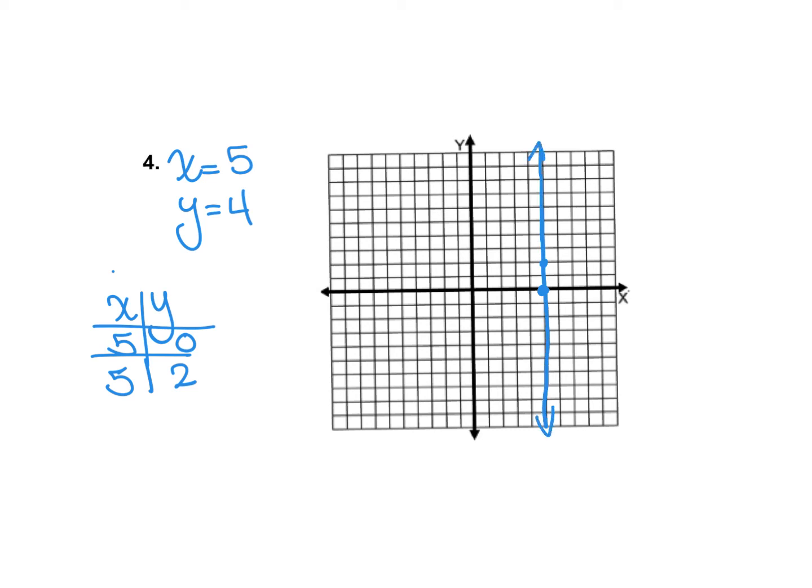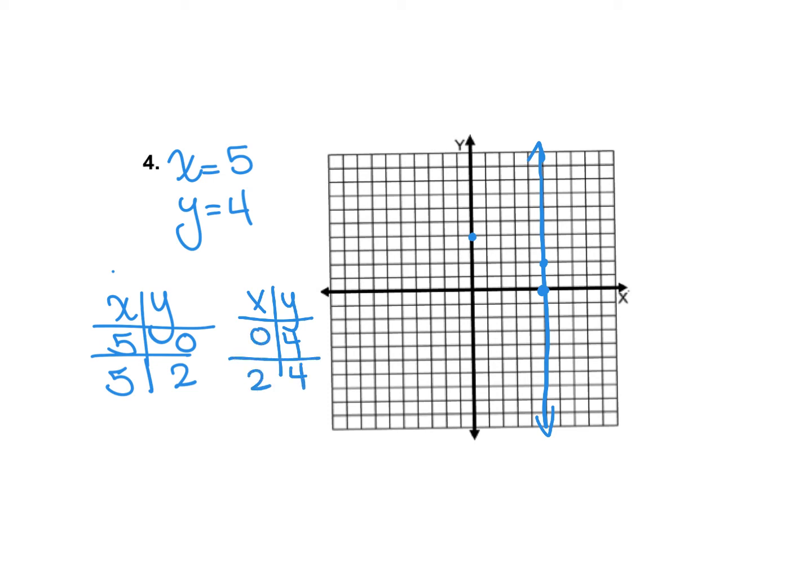All right, so then I have y is equal to 4. Remember, y is equal to a number has a 0 slope. So we know it's going to be a horizontal line, and it's going to go through the y-axis at 4. So 1, 2, 3, 4. Or if it's helpful to you, just make a little xy table. In every case, y is 4.